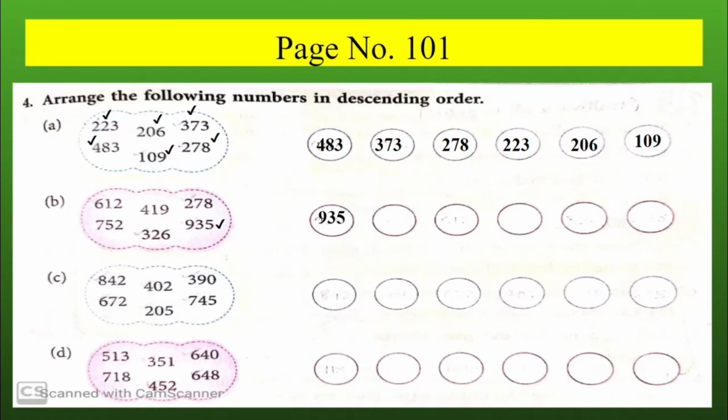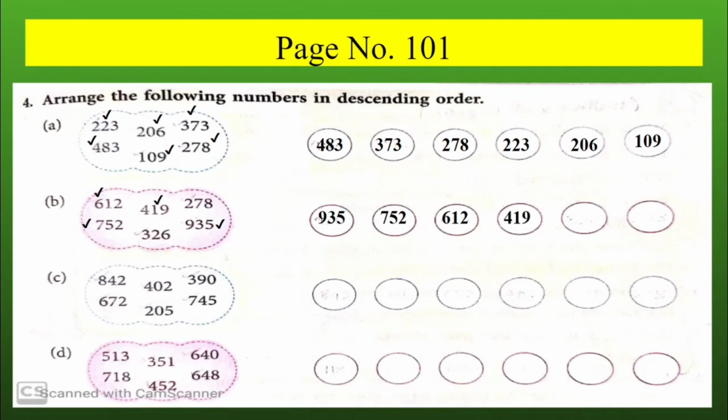Now we are left with 5 numbers. Which among these 5 numbers is the greatest number? Yes, 752. So we will write 752 after 935. Now we are left with 4 numbers. Which is the greatest number among these 4? 612. Very good. So we will write 612 after 752. Now we are left with 3 numbers. Now which is the greatest number? Yes, 419. So we will write 419 after 612.